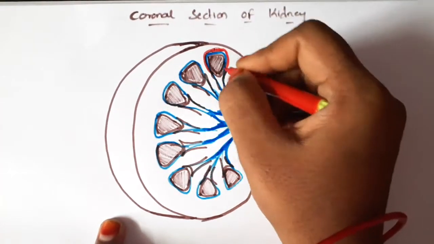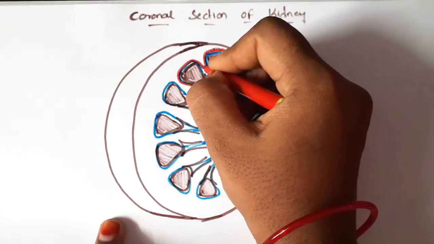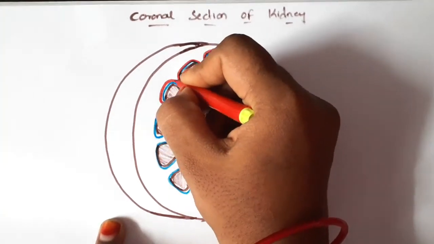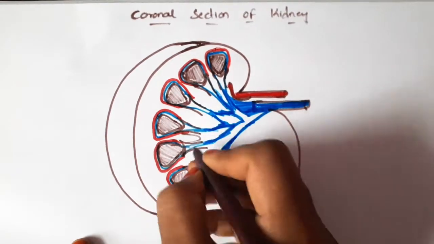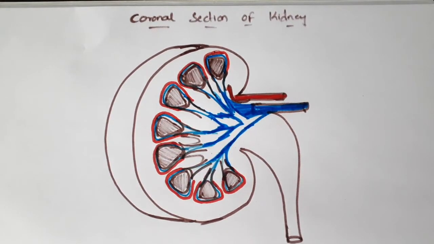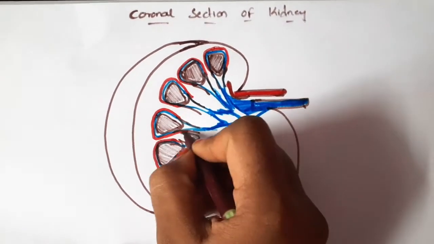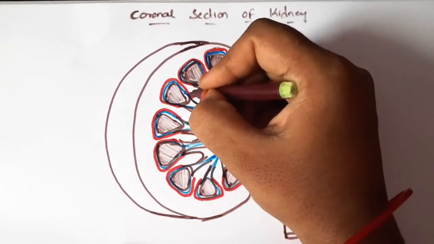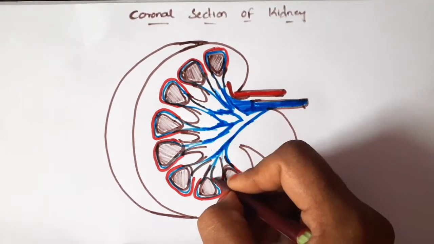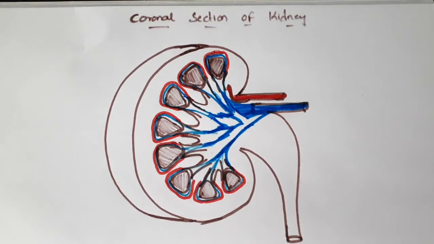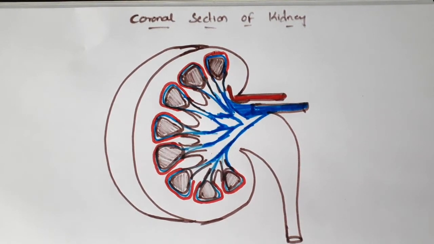This is the arcuate artery. These are the renal columns. This outer cortex is indented inside between the renal pyramids, nothing but the renal columns.